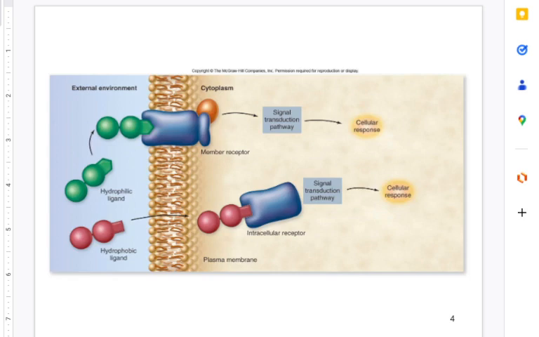On the other hand, sometimes you can have hydrophobic ligands which require no specific receptor site because they are freely able to flow through this plasma membrane. After flowing through the plasma membrane, they are able to bind to a receptor that is within the internal environment of the target cell. This binding of the receptor to the ligand is the initiation of the signal transduction pathway and allows for the target cell to have its own specific response.